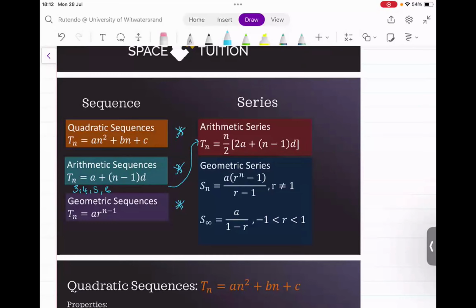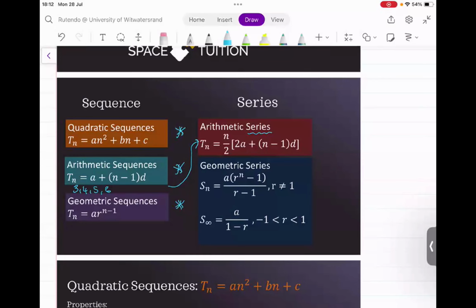When you're asked to add them up, then you'll start going into arithmetic series. So that's the difference between a sequence and a series. A sequence is just a list of numbers, and then a series is where you're now adding them up. Okay, I will slow down. Sorry. Okay, and then geometric series.